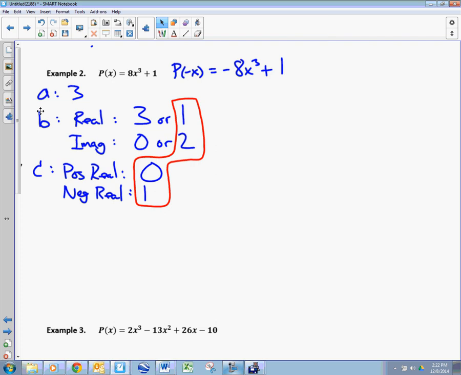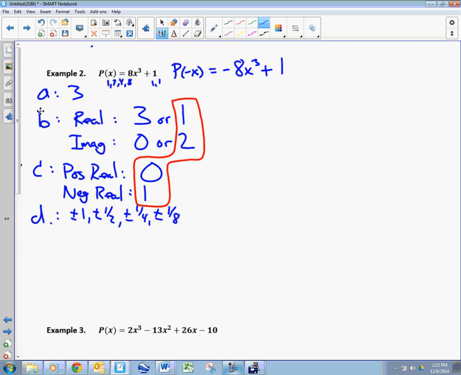Let's confirm that by doing our work. First, let's look at the choices you would have. We have 1 and 1. What are factors of 8? So our choices would be plus or minus 1, plus or minus a half, plus or minus a fourth, and plus or minus an eighth. Good?